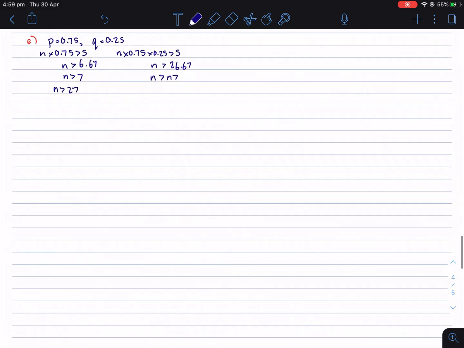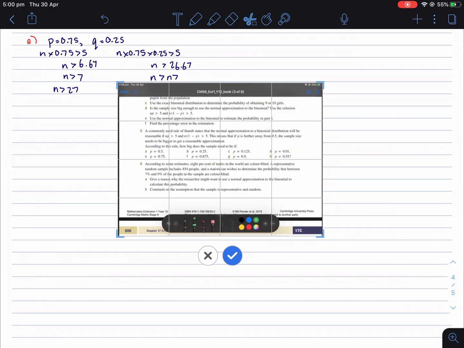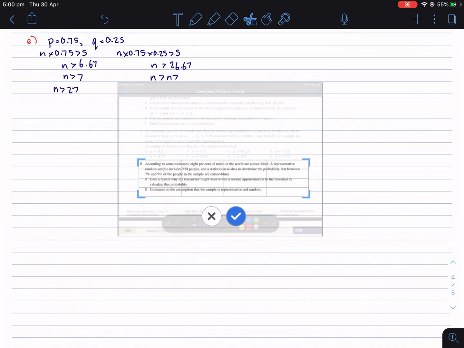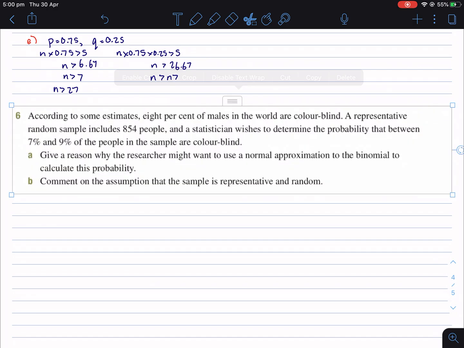Let's do question 6. According to some estimates, 8% of males in the world are colourblind. Oh, wow. A representative random sample has 854 people, and a statistician wishes to determine that probably between 7 and 9% of the people in this sample are colourblind. Explain why they might want to use a normal approximation.